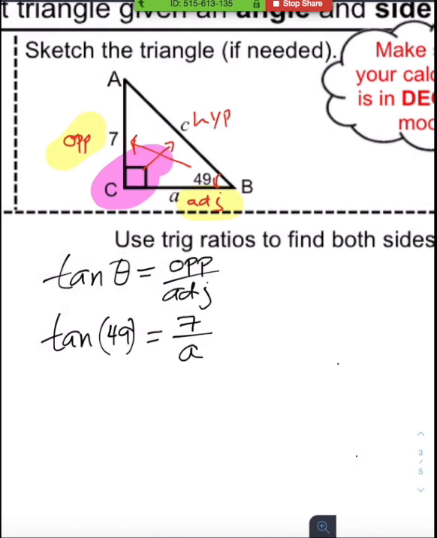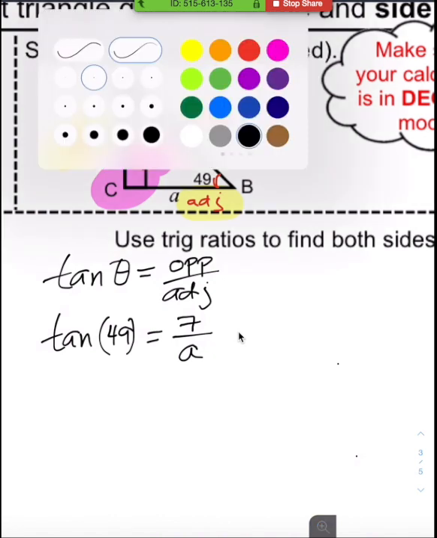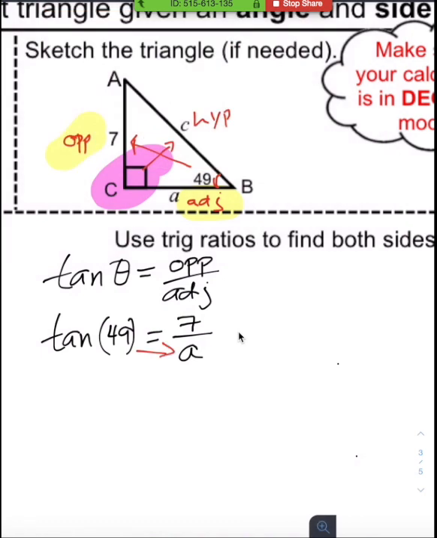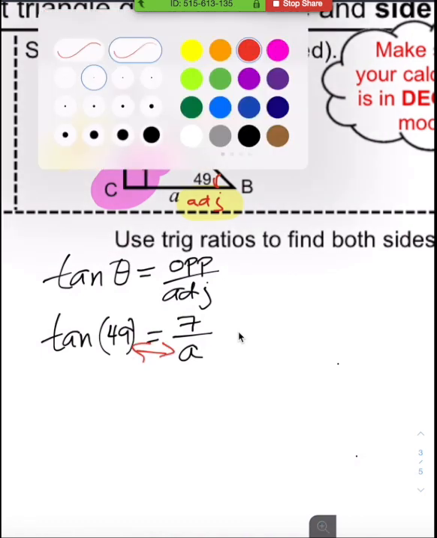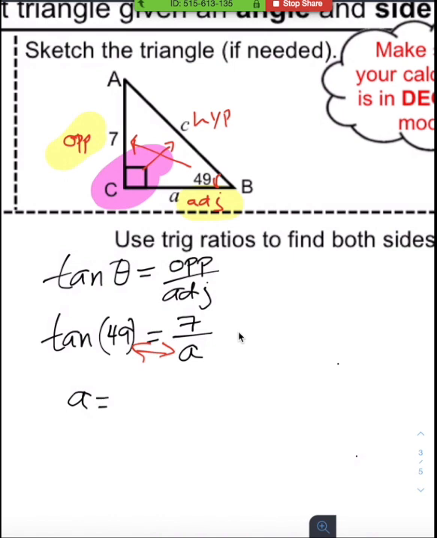Any questions? I know this is tricky. A lot of people are having trouble creating this equation, so please ask a question. Okay, now we solve for A. Remember, you cross multiply, and you get that A has to be 7 divided by tangent of 49. Any questions right here?